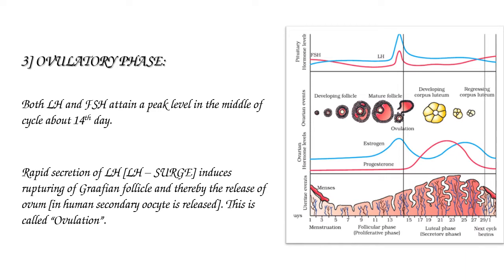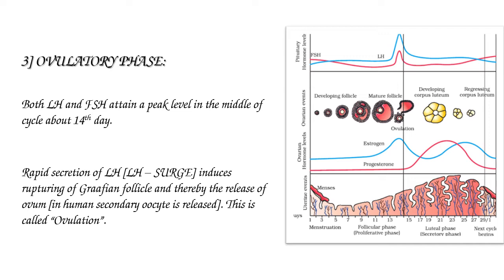Third phase, the ovulatory phase. Both luteinizing hormone and follicle stimulating hormone attain a peak level in the middle of the cycle, about the 14th day. So rapid secretion of LH induces rupturing of the Graafian follicle and thereby release of the ovum. In humans, a secondary oocyte is released. This process is called ovulation.